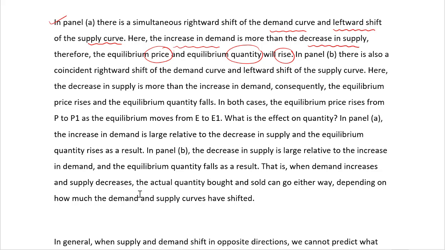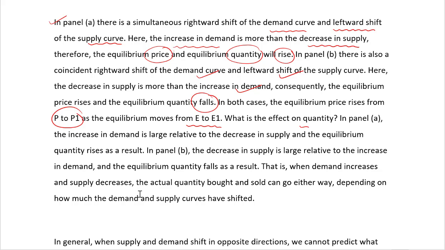In panel B, there is also a coincident rightward shift in the demand curve and leftward shift in the supply curve. Here, the decrease in supply is more than the increase in demand. Consequently, we can say that the equilibrium price rises and the equilibrium quantity falls. In both cases, the equilibrium price rises from P to P1 as the equilibrium moves from E to E1.